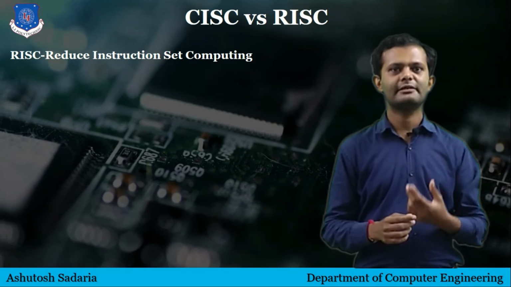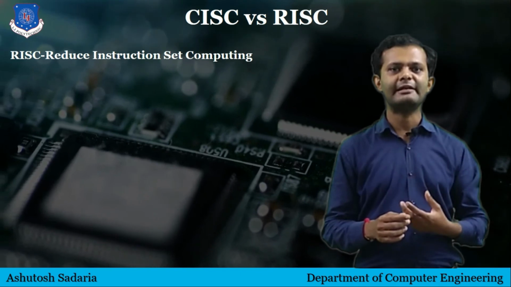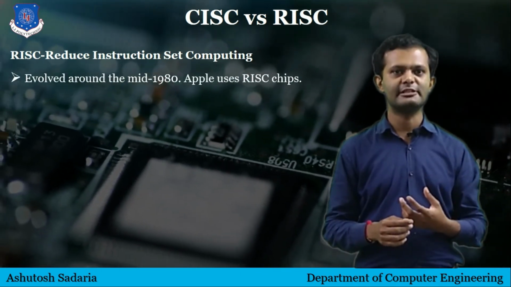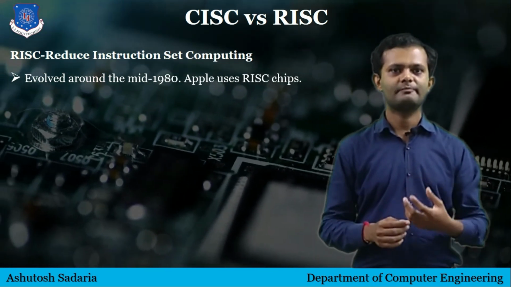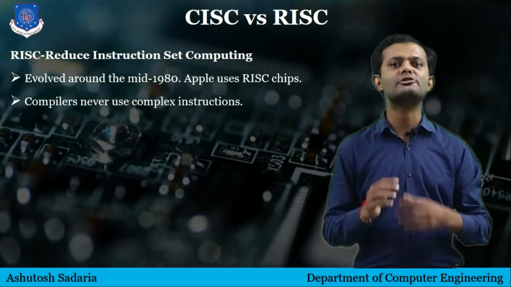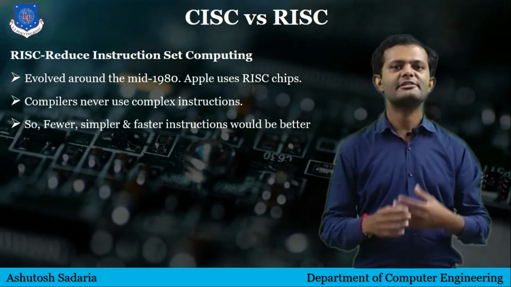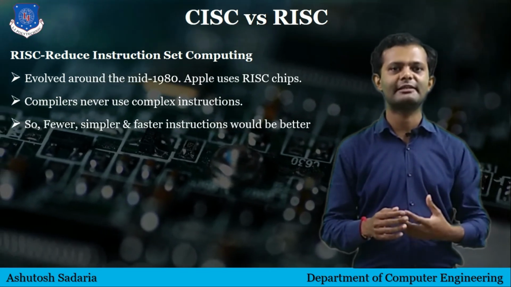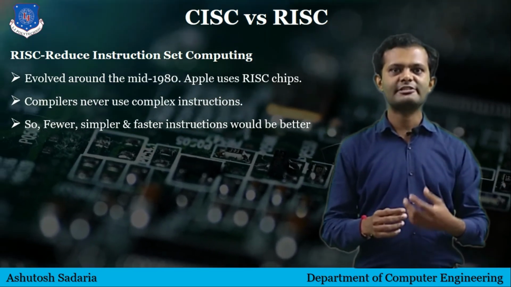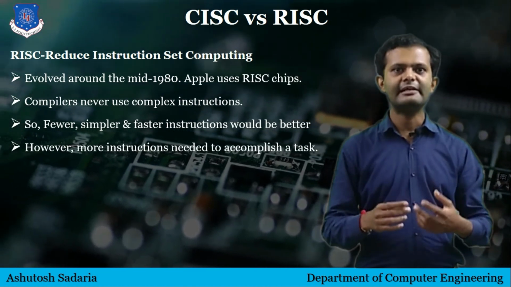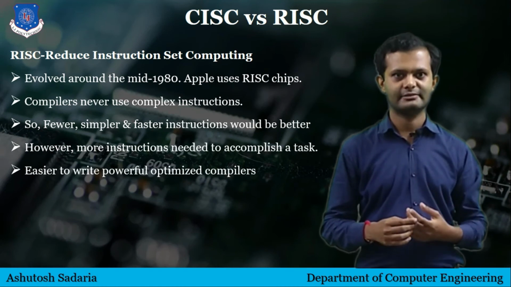The full form of RISC is Reduced Instruction Set Computing. RISC chips evolved around the mid-1980s as a reaction to CISC chips. Apple uses RISC chip based computers. Most people mostly use compilers which never use complex instructions. Therefore, fewer, simpler and faster instructions would be better than large, complex and slower CISC instructions. However, more instructions are needed to accomplish a task. Finally, it is easier to write powerful optimized compilers since fewer instructions exist.